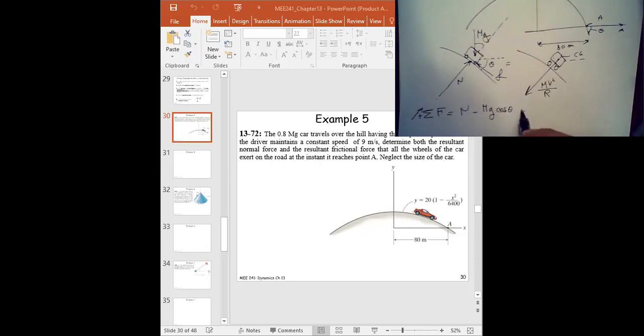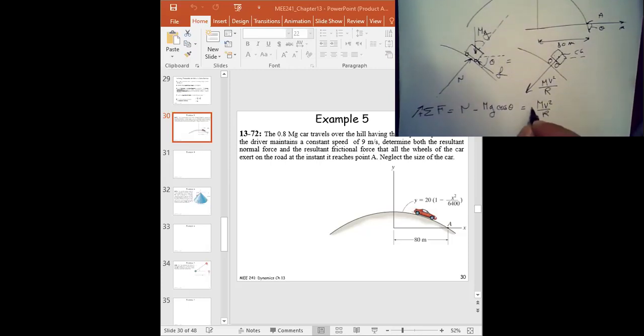Guys, we have to move a little bit faster. Is equal to what? MV squared over R. Is that correct? Minus, bravo. Okay, so we're good. So we need theta. What is theta? Theta is the angle between this and this, which is the horizontal.